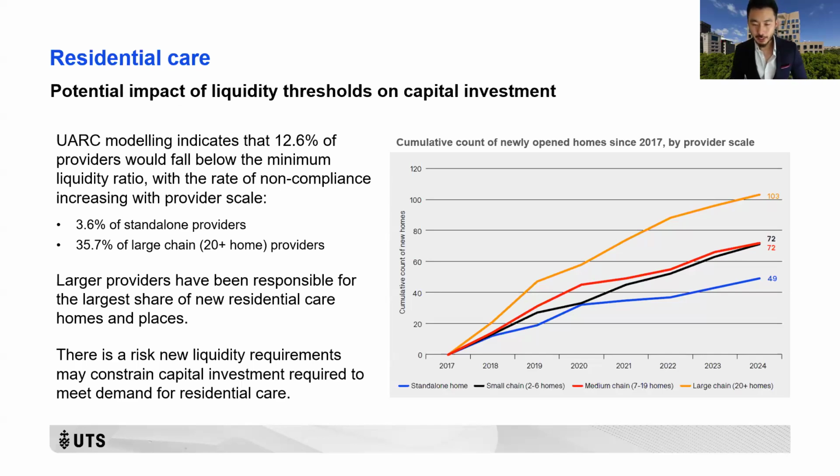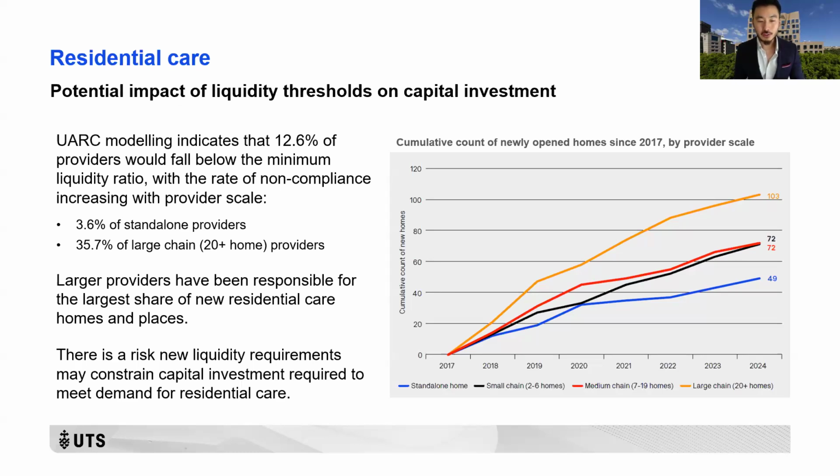If you look at the graph on the right, what you can see is the counts of newly opened homes based on different size providers. The lines in blue reflect standalone homes. They've opened about 49 homes since 2017, compared to small and medium chains, which have both opened about 72 homes since 2017. Whereas large chains have opened 103 homes since 2017. So this will create a longer-term challenge of actually encouraging providers to make long-term investments in residential care.